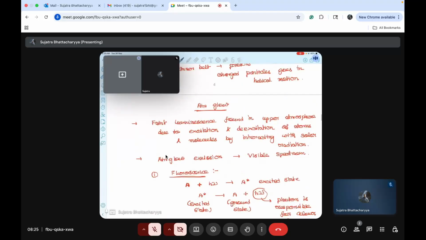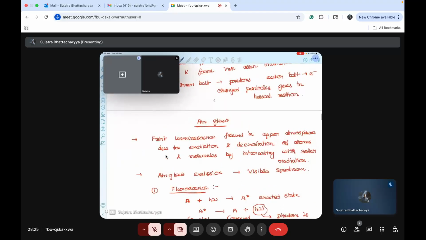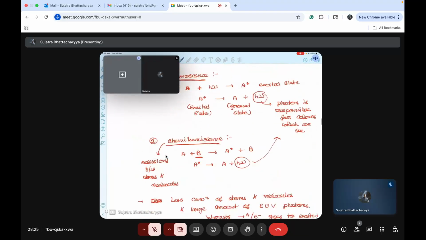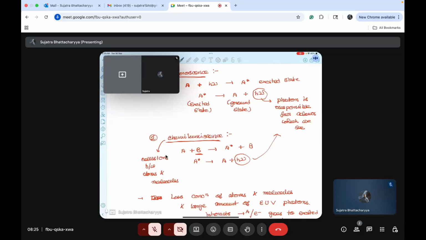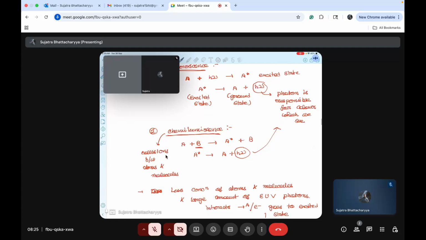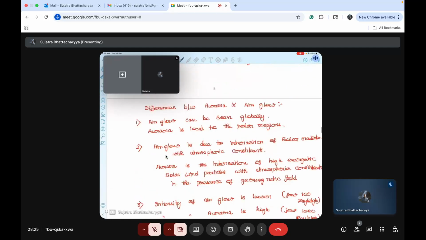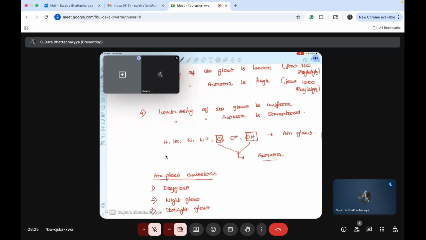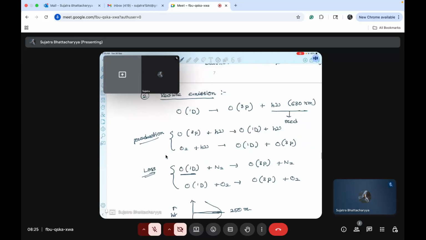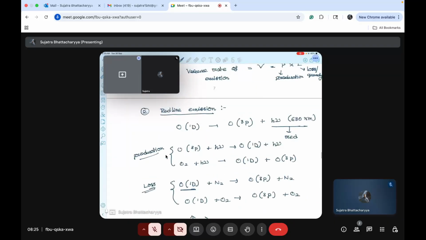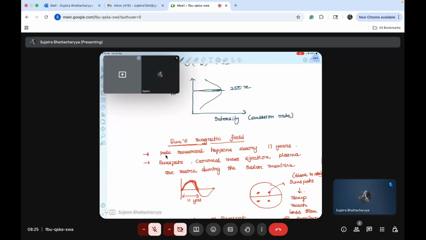Then we came to airglow and discussed fluorescence and chemiluminescence. The basic difference is that one is hit by a photon, while the other is not hit by a photon but collided with by atoms or molecules. Next are the differences between aurora and airglow, and the different dayglow and nightglow processes and emissions, and how we can write the reactions.